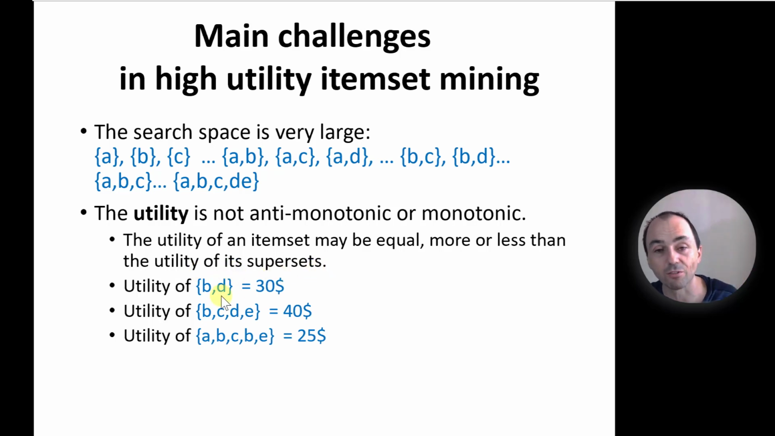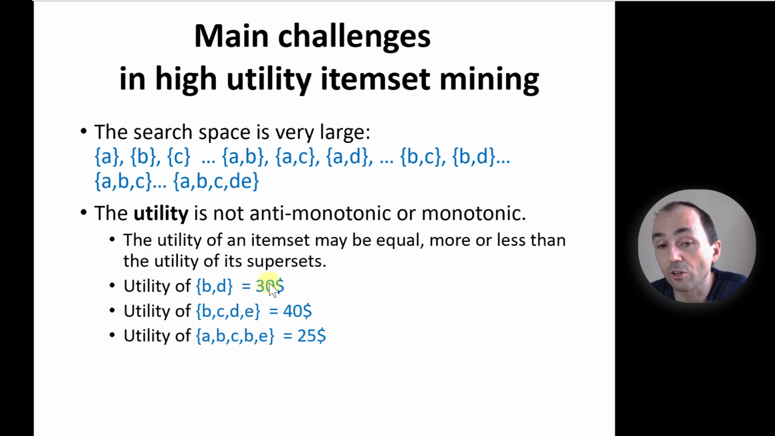So for example, let's have a look. BD may yield $30 of utility or profit, but a superset of BD, like BCDE, can make more money, like $40. But a superset of BCDE, like ABCDE, can make less, only $25, okay? So what does it mean? If you have BD, the supersets of BD maybe can have more money or less money. We don't know, okay? So because of this, it becomes difficult to eliminate some possibilities when we search for the high utility item sets.